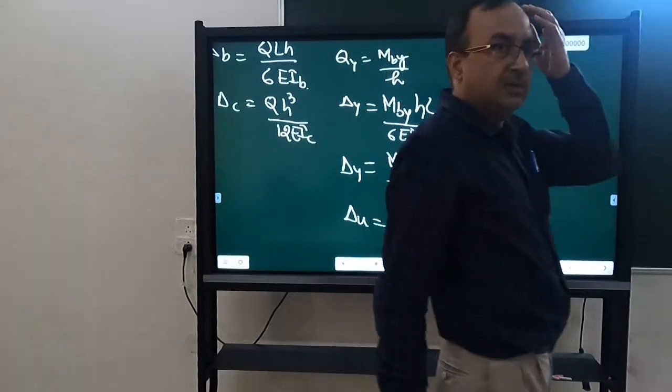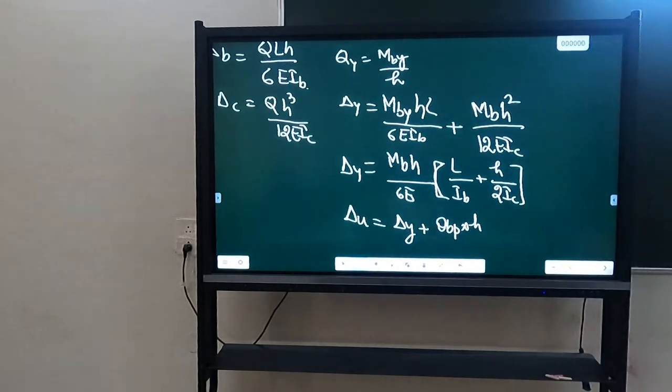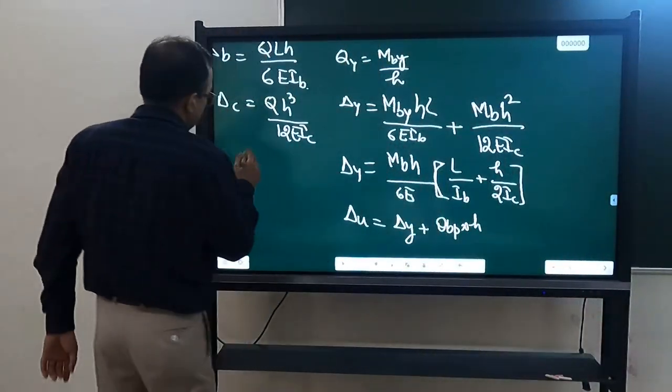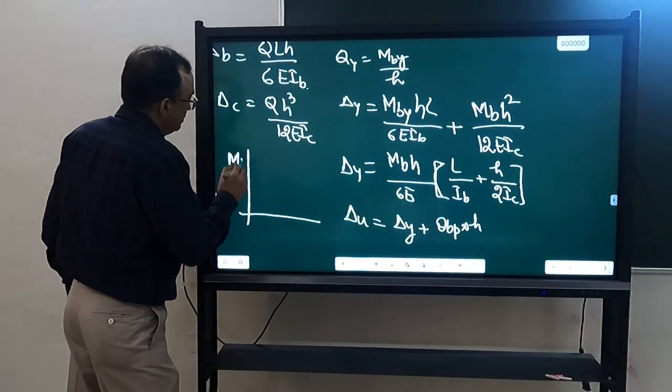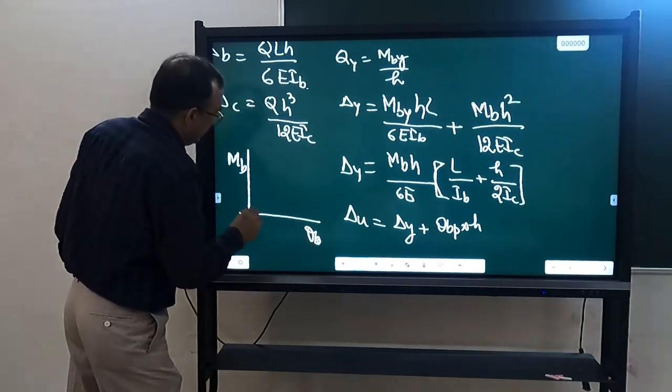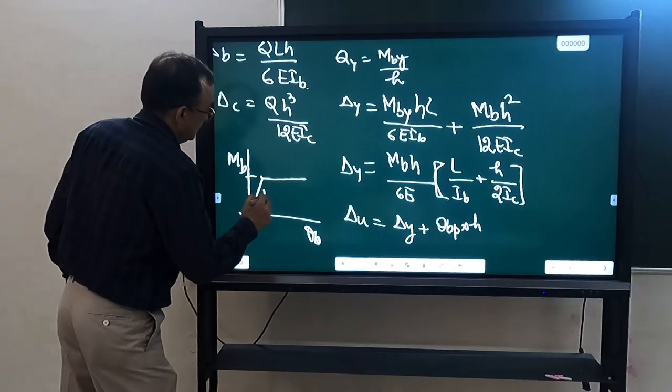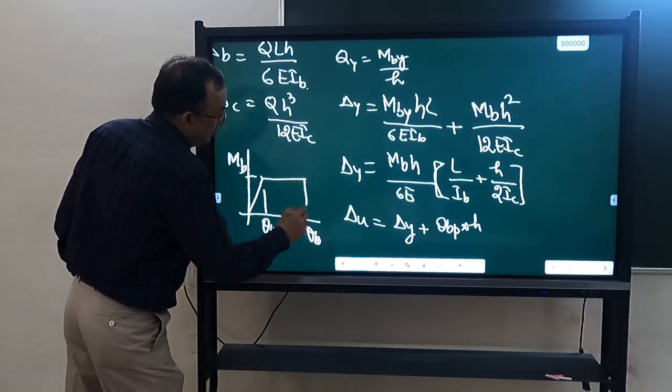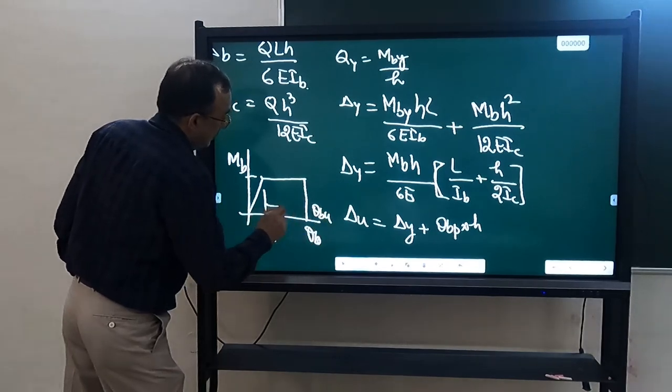So your theta BP into H. Here also, in the case of theta BP, my theta B is QH by H. No, theta BP will come from the section angle, not from here. It will come from the M theta of the section. So when you plot MB versus theta B, this is theta BY, this is theta BU, and this is theta BP.